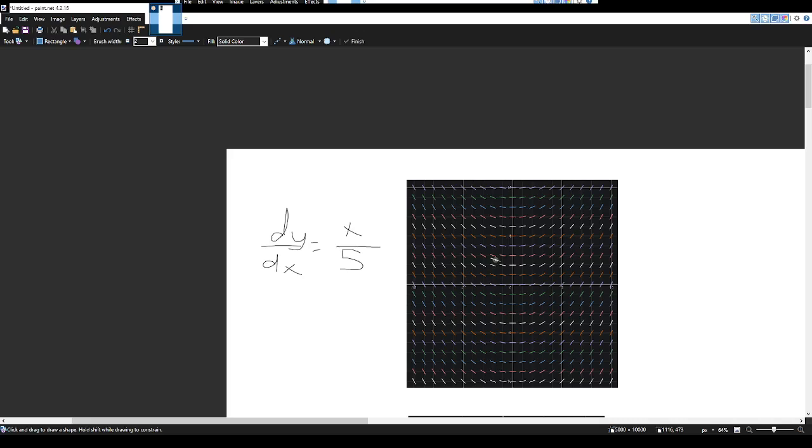Today we have a video about slope fields. So what is a slope field? A slope field is a sort of visualizer for a solution for a differential equation. So what's a differential equation?